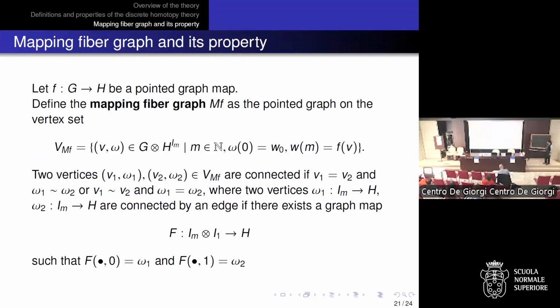So I defined a mapping fiber graph. Let F be a pointed graph, then as a mimic of classical homotopy theory, we define a mapping fiber graph, which is defined as a pointed graph on the vertex set of this. So this is just a mimic of the classical definition.